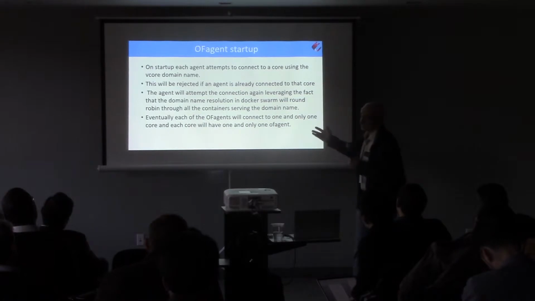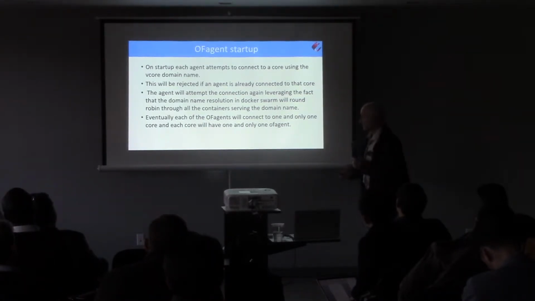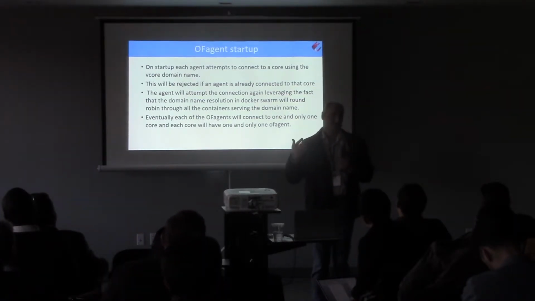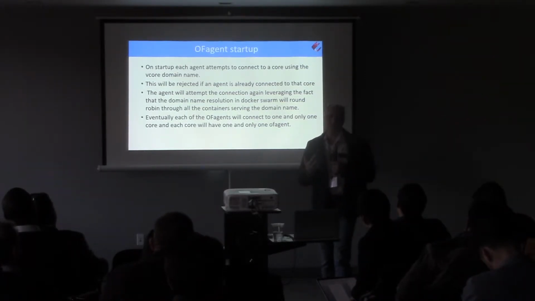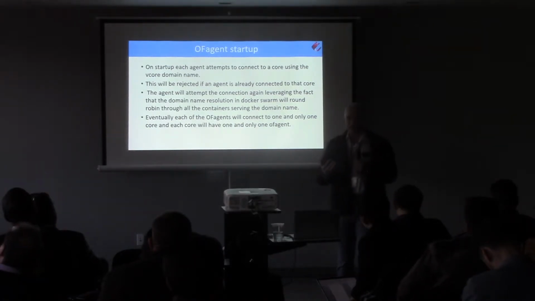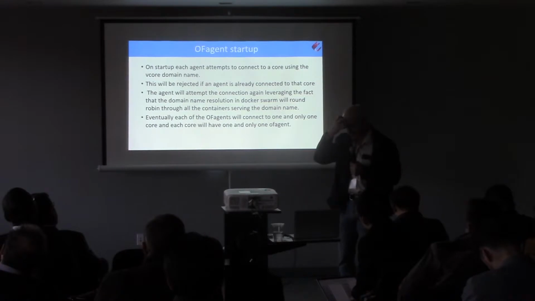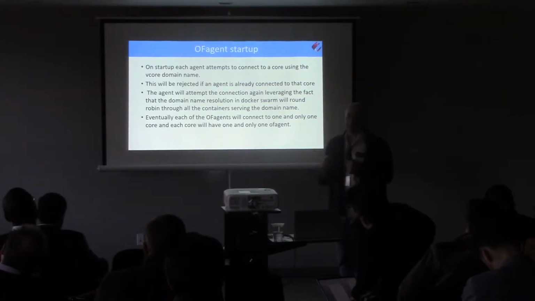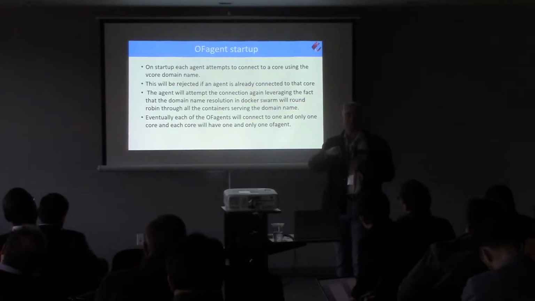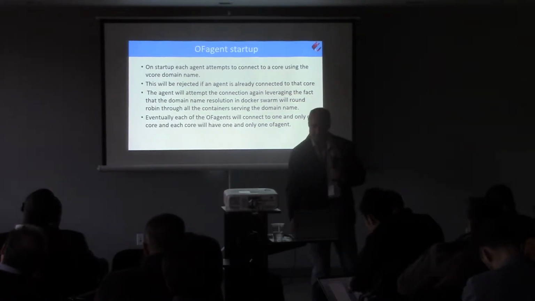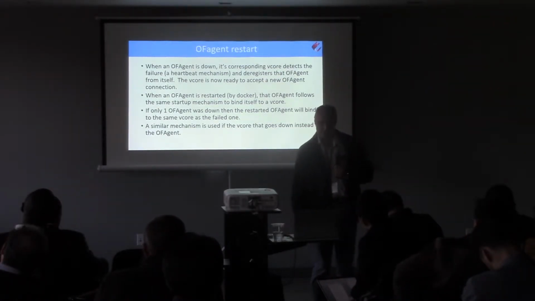So how does the OF agent start up, and how is each one connecting to a different core? What happens is that each agent will try to connect to a Voltha core. If that core already has an agent connected to it, it'll just reject the attempt. And leveraging the fact that overlay networks in Docker Swarm will return IP addresses in a round-robin sequence for each different member participating in that network, eventually each one of these OF agents will hit on a core that doesn't have an OF agent associated with it, and it will bind correctly.